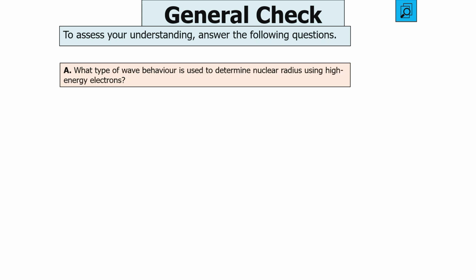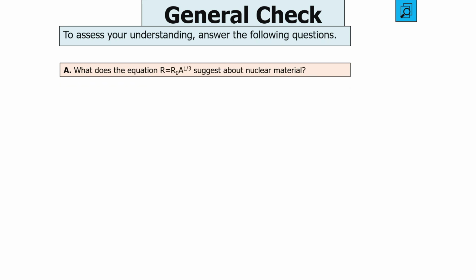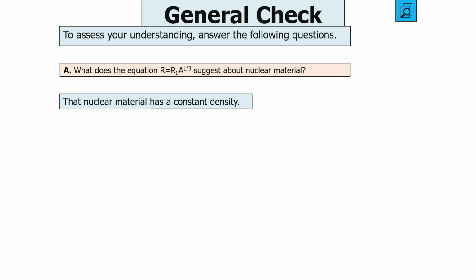What type of wave behaviour is used to determine the nuclear radius using high energy electrons? It is electron diffraction. What does the equation R equals R0 A to the power of a third suggest about nuclear material? It indicates to us that nuclear material has a constant density.